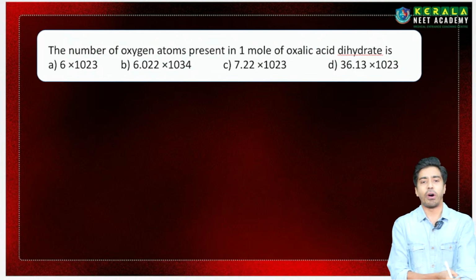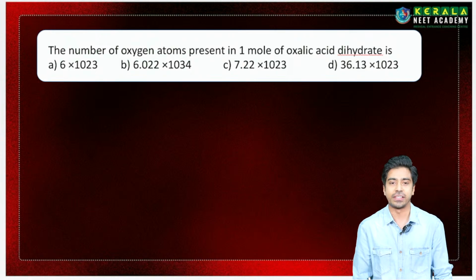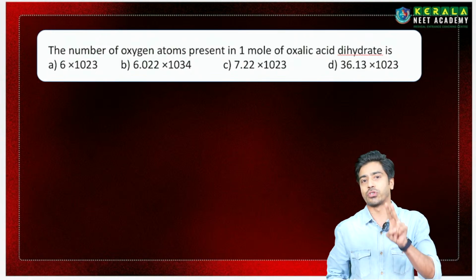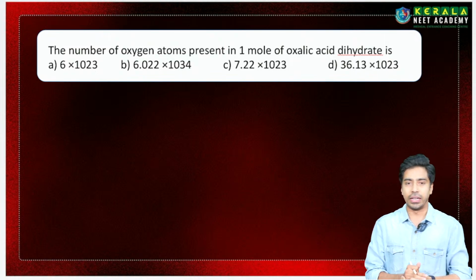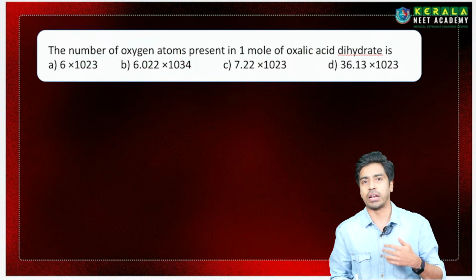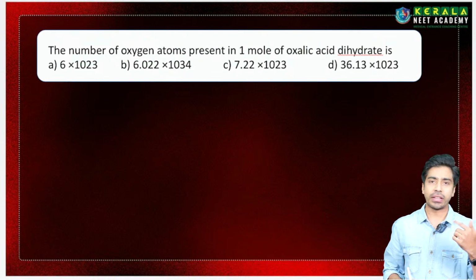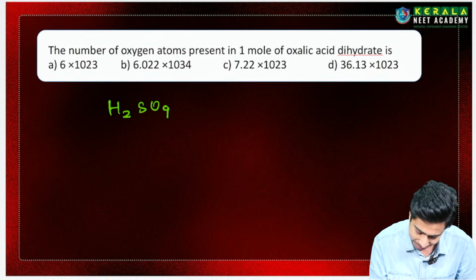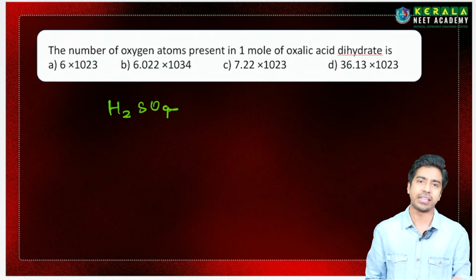The number of oxygen atoms present in 1 mole of oxalic acid dihydrate. There are two concepts we have to apply in this question. Someone was asking me how to reduce the negative marks. If I tell you 1 mole of sulfuric acid, H2SO4, and you know the formula, then you know there are 2 hydrogen atoms, 1 sulfur atom and 4 oxygen atoms. If you know the formula, it is easy.